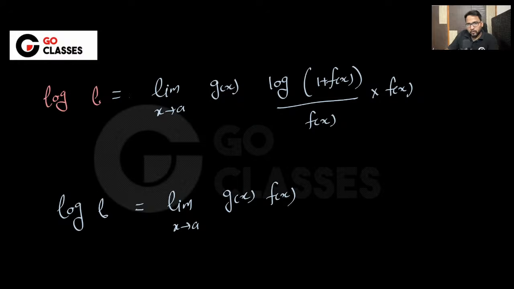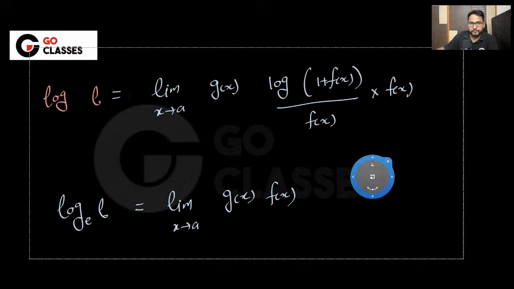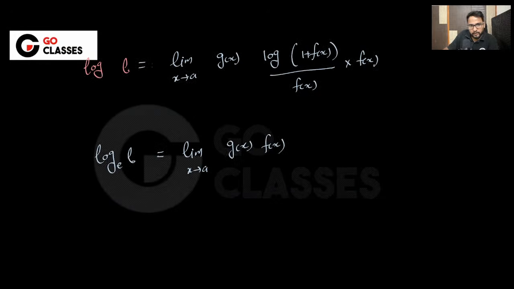And now, what is this? Okay, here the log base is e. What is this L? Because we are interested in L. So what will the L finally be? L is e power limit x tends to a fx into gx, something like this, or gx into fx, whatever you want to write.